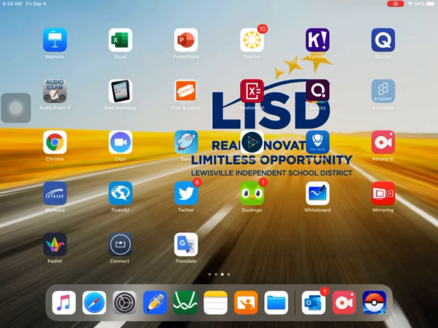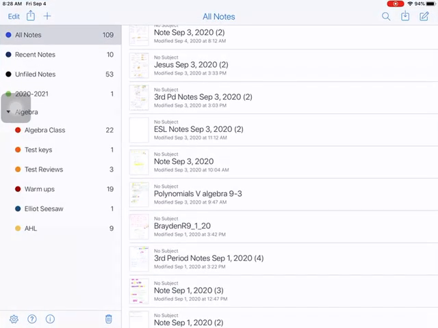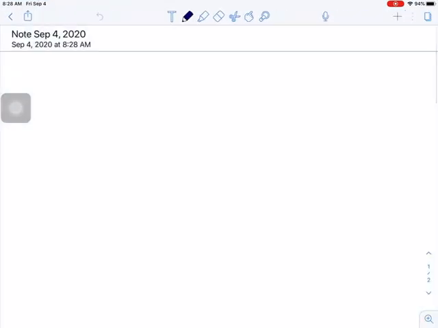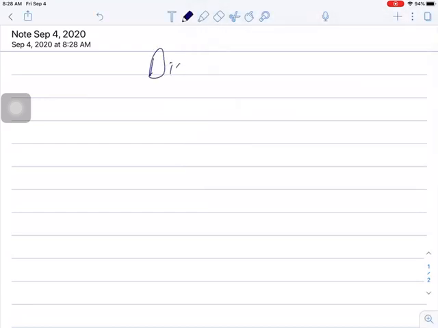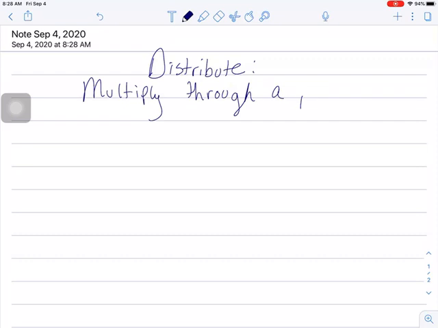But the next thing that you need to learn is to distribute. So, when you distribute, what you're doing is you're going to multiply through a parentheses. Parentheses. There we go.